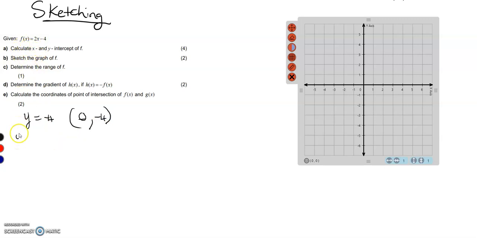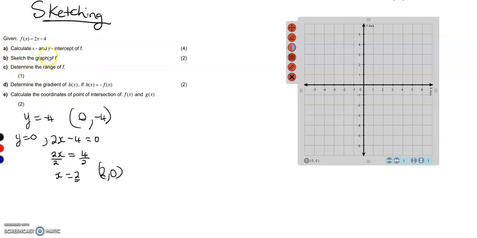For the x-intercept, we are saying if y is equal to 0, what is our x-intercept? 2x minus 4 must be equal to 0. Then we take the 4 that side, it is going to be 4. Then we divide by 2 and we get x equal to 2. So this will be a coordinate of 2 and 0. So that's x is equal to 2, y is equal to negative 4. Those are your intercepts, okay?